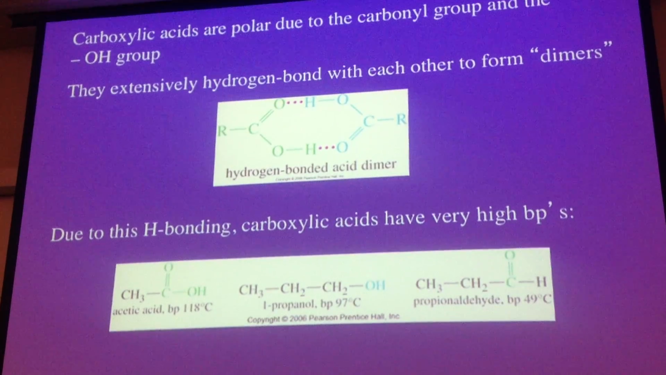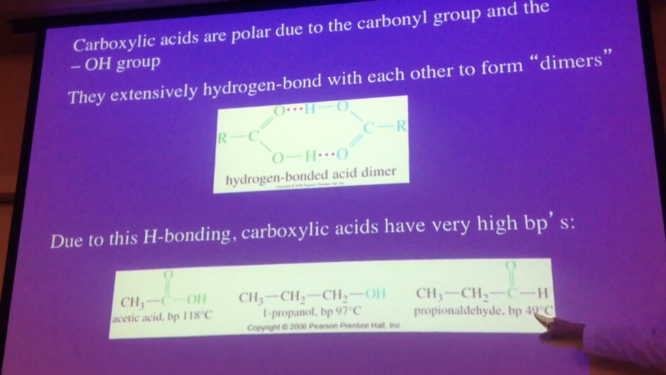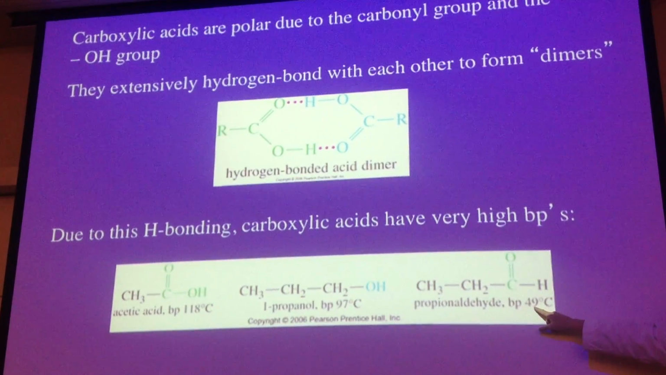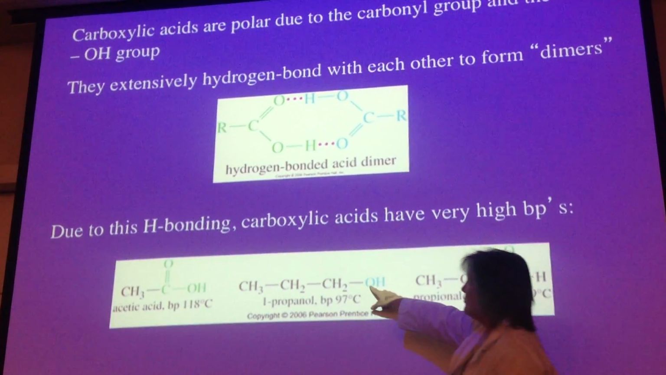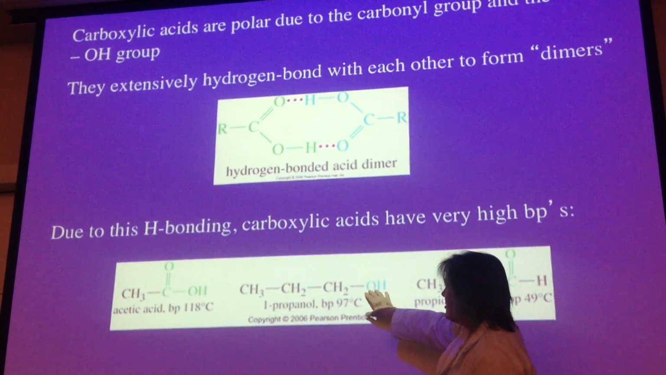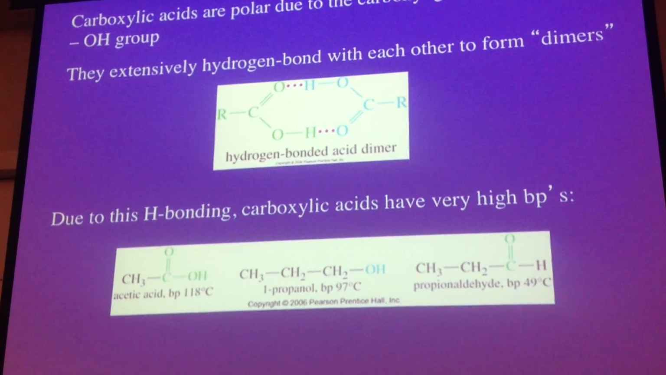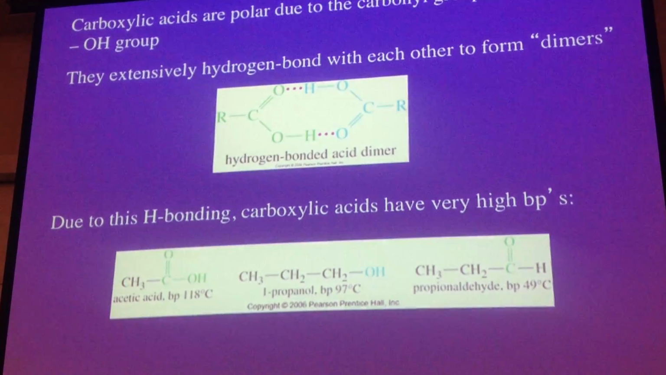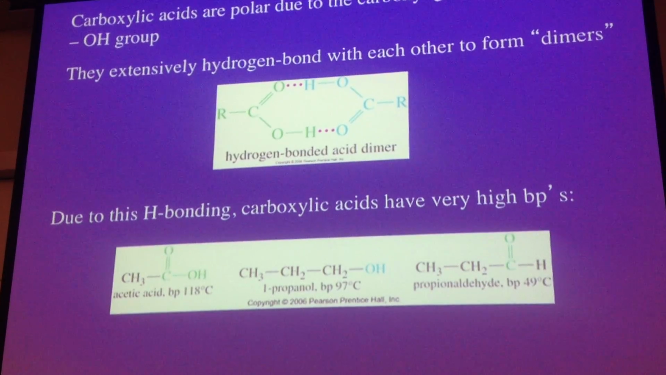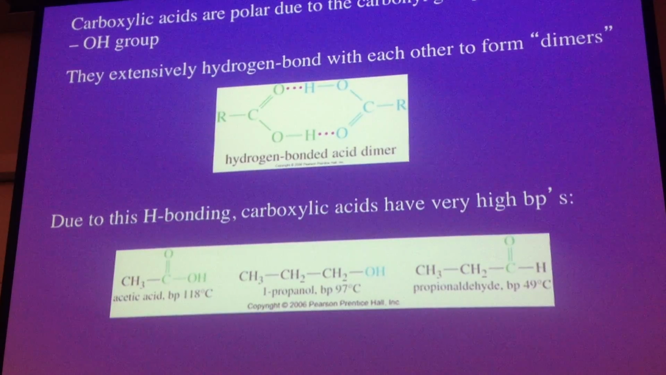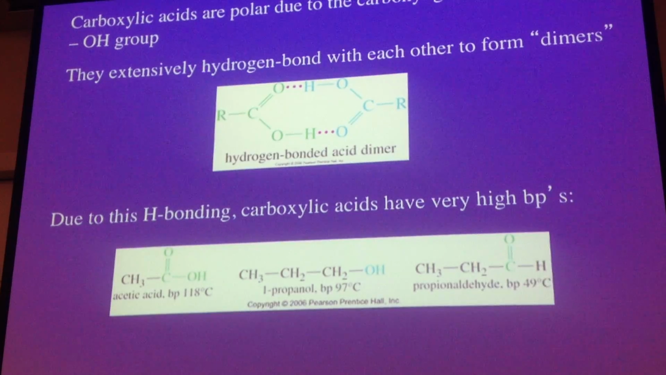So you can see that we start with an aldehyde. The aldehyde cannot hydrogen bond, and it has a boiling point of 49. Then when you move to something that can hydrogen bond in one place, about the same mass, the boiling point jumps up. Obviously, because you have one hydrogen bonding interaction, it's 97. Then you go to a carboxylic acid, roughly about the same mass, and the boiling point jumps to 118 because it can hydrogen bond in two places instead of just one.